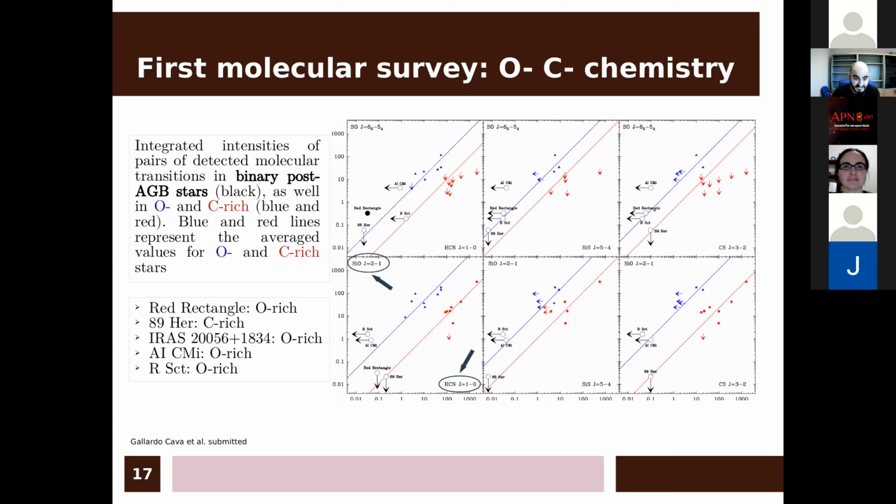We have, that's all the sources. This is our complete sample. So it's only one? Yes, that's only one carbon-rich. Okay, I see. And it's a very peculiar object. Okay, I see. Thank you.